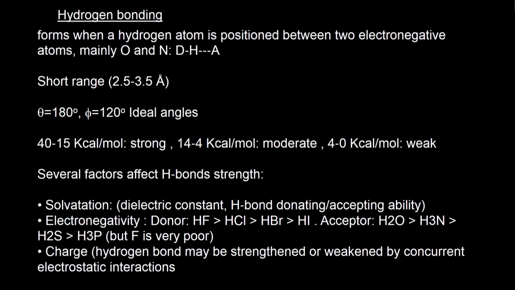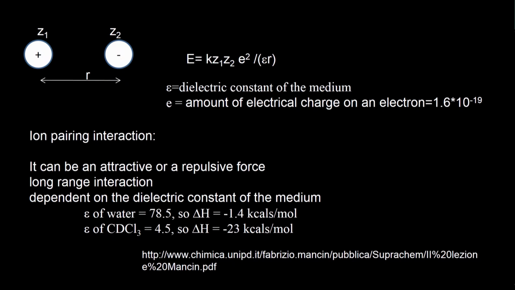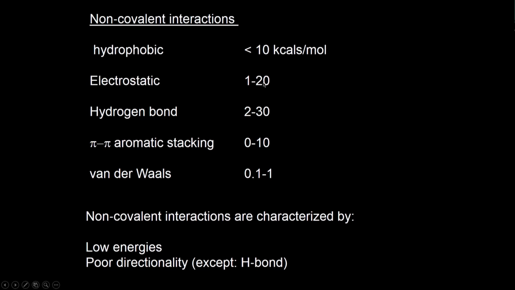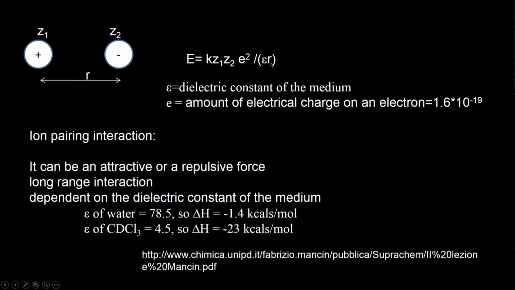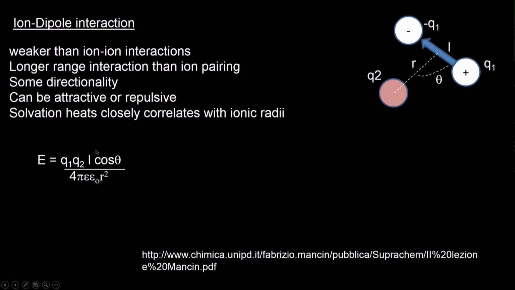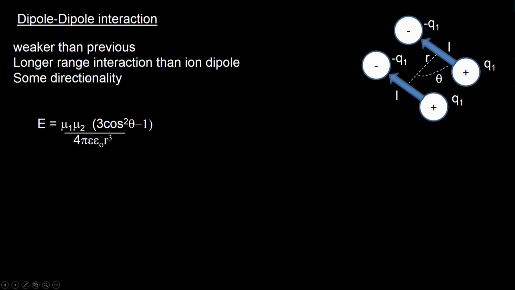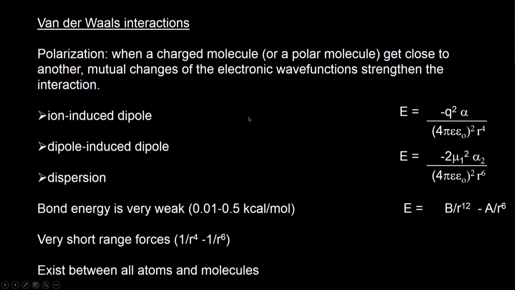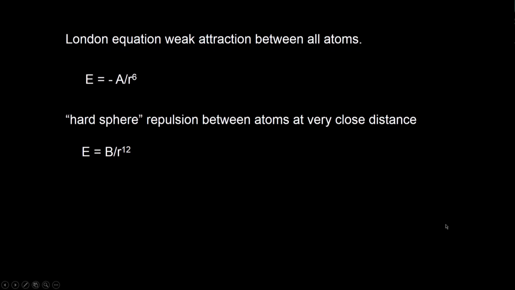So we have different types of effect based on r. For electrostatic we have division by r, for ion dipole interaction we have division by r square, for dipole interaction we have division by r power 3, and for van der Waals London dispersion and repulsion we have r power 6 and r power 12 in the denominator.